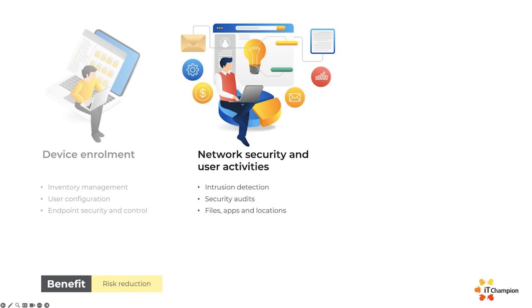Great, thanks, Dan. So the second journey involves network security and user activities. Network security should be a top priority for any organization, which means implementing firewalls, intrusion detection systems, and regular security audits, which all can help prevent unauthorized access and data breaches.